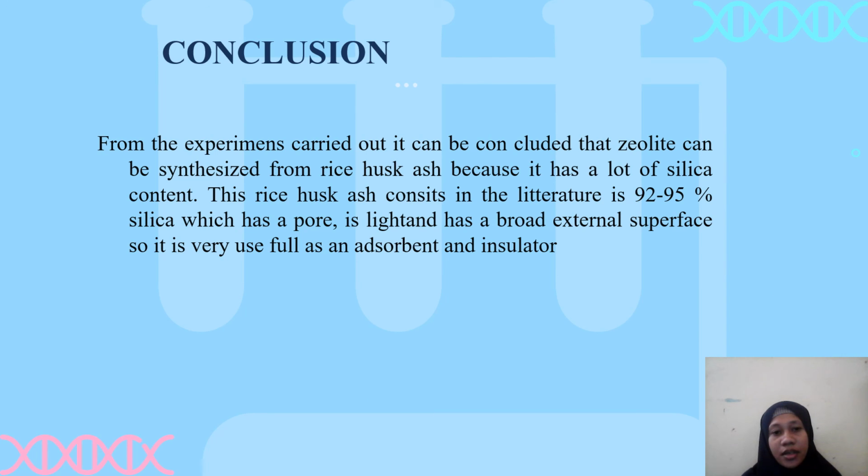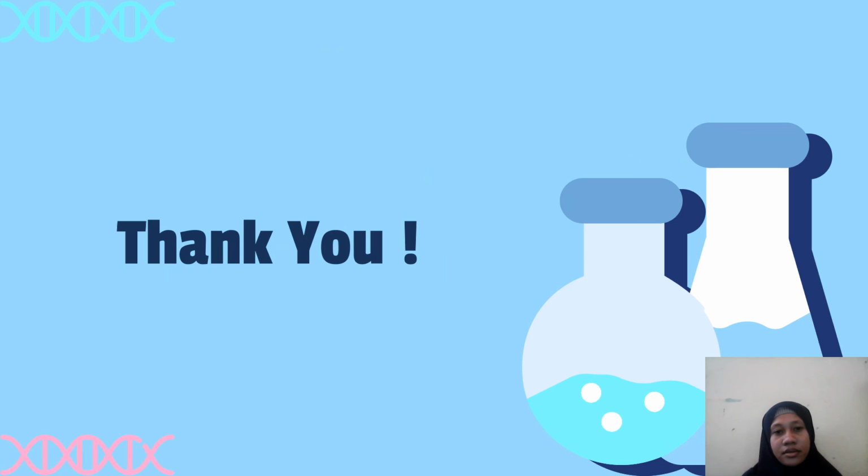Conclusion: from the experiment carried out, it can be concluded that zeolite can be synthesized from rice husk because it has a lot of silica content. According to the literature, rice husk ash contains about 85% silica, which has pores and a broad external surface. It is also very useful as an absorbent and insulator.